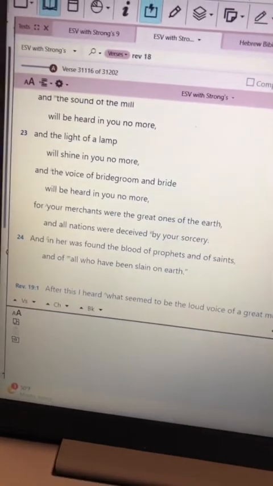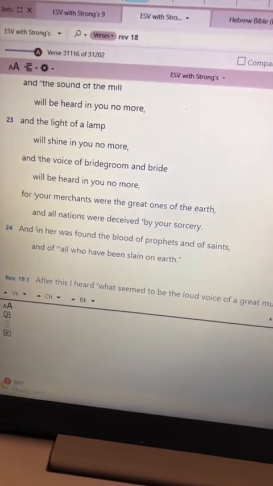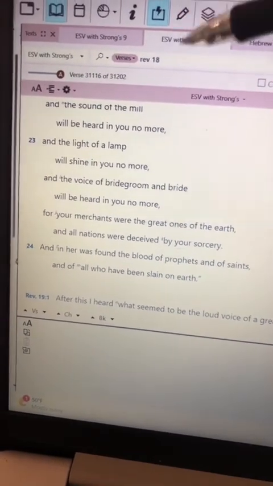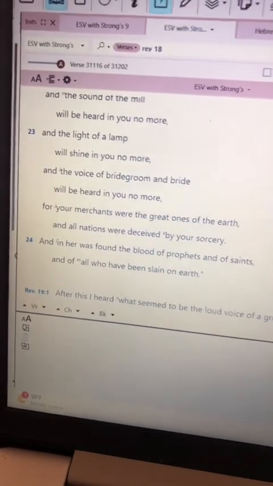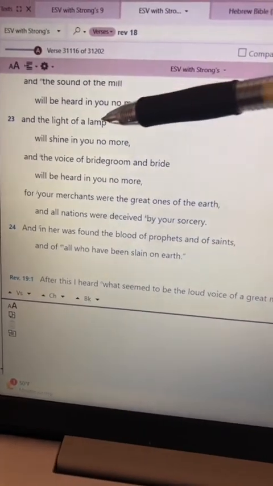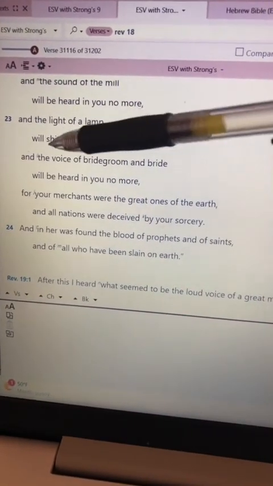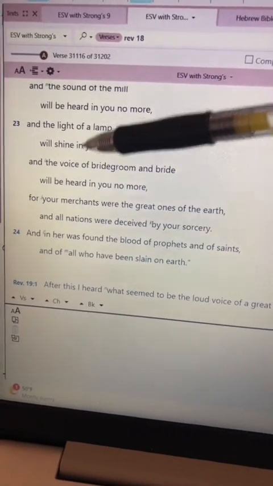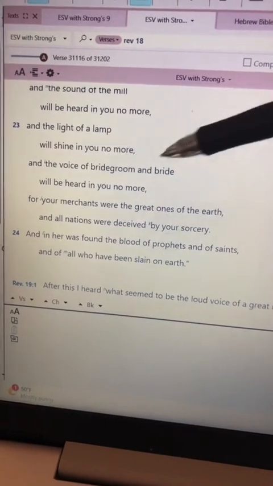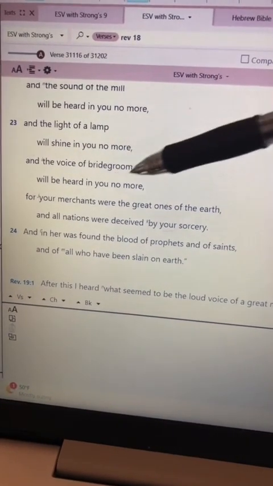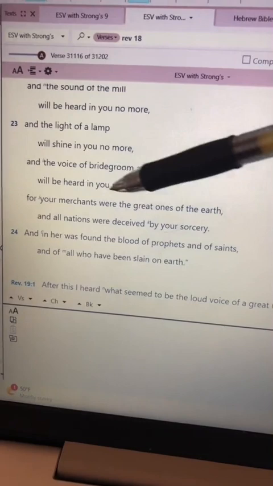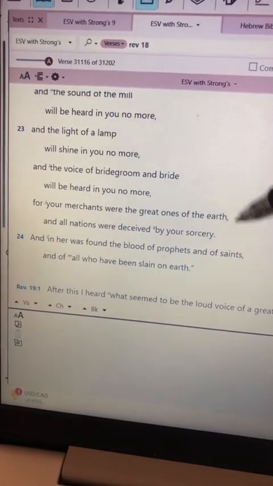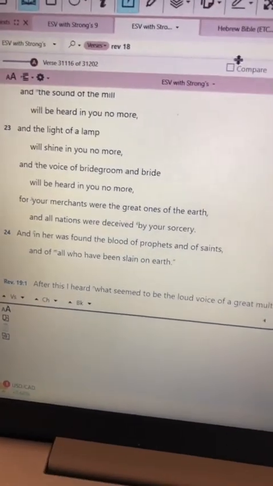So what abomination has made it so that people are stunned and they no longer can hear? There is something in Revelation 18 that could possibly speak to this. And the light of the lamp will shine in you no more. And the voice, you need a voice, you need to hear, you need to shama, in order to hear the voice of the bridegroom and the bride shall be heard in you no more. For your merchants were the great ones of the earth, and all the nations were deceived by your sorcery. Let's look up that word sorcery.